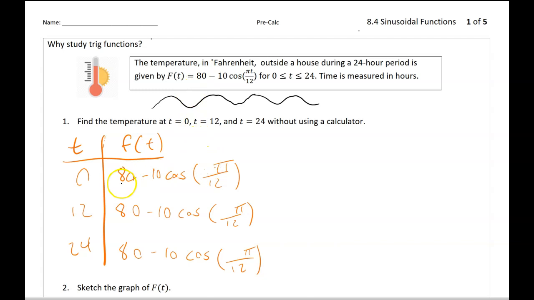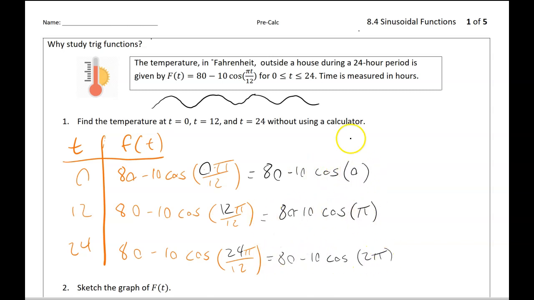So I've written out this function for you, and then all we have to do is every time we had a t, we're going to replace it with our value. So here we have t equals 0. Here we have t equals 12. Here we have t equals 24. And then I'm just going to simplify. 0 over 12 is 0. Okay, so now I need to evaluate my cosine.